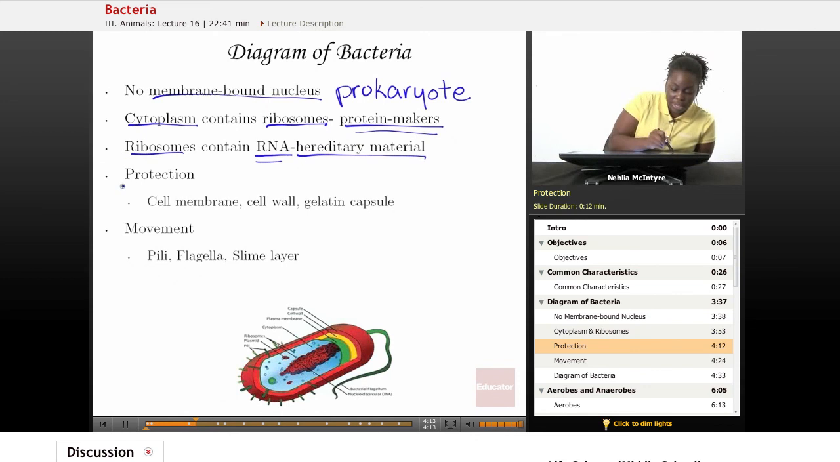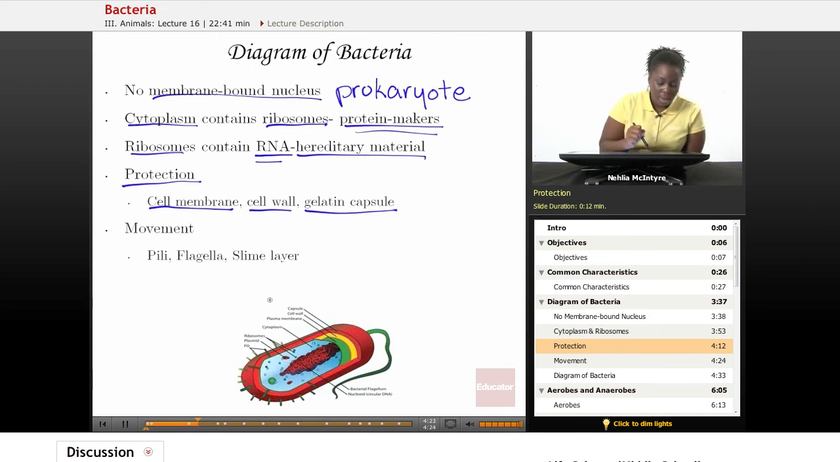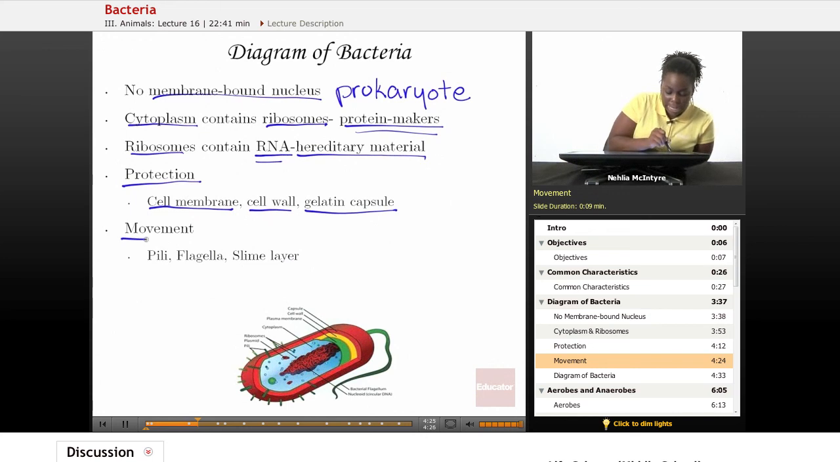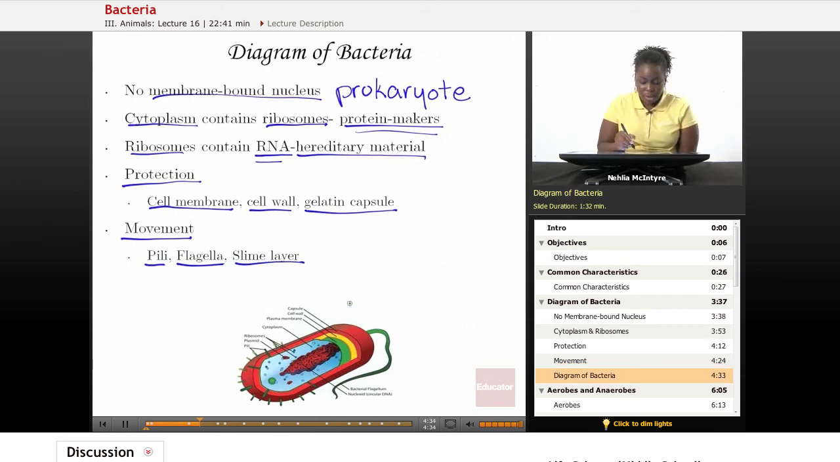And bacterial cells have structures which help it to protect itself. They have a cell membrane, they have a cell wall, and they have a gelatin capsule. Finally, bacterial cells can have certain structures which help them to move, such as pili, the flagella, and the slime layer.